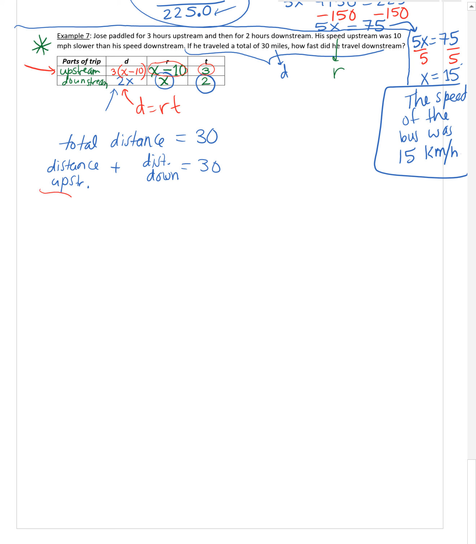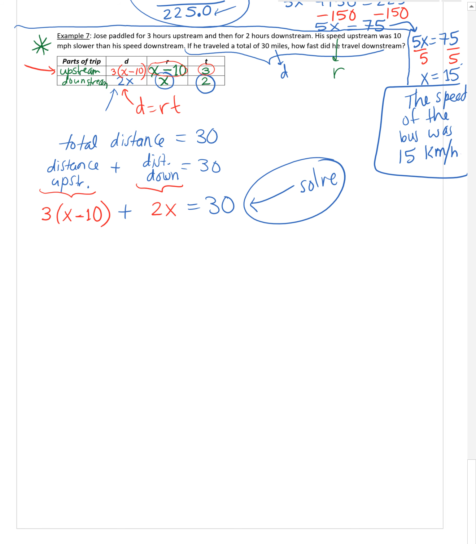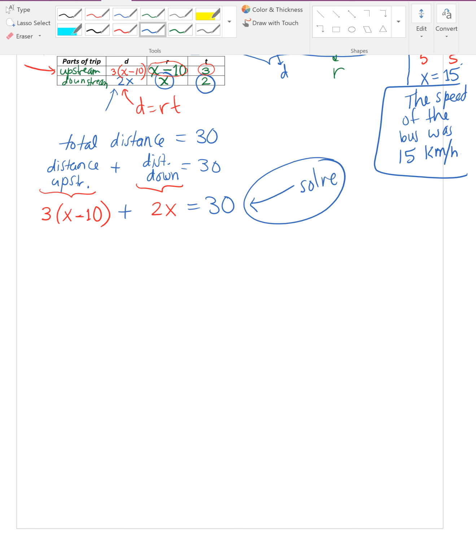In the table, we called the distance upstream 3 times (x minus 10), and we called his distance downstream 2x. So those added together should be 30. And there's our equation. Oh man, we should have started off with this one, huh? This one's a lot easier. You want to solve this guy. Whew, the last one wasn't pretty.